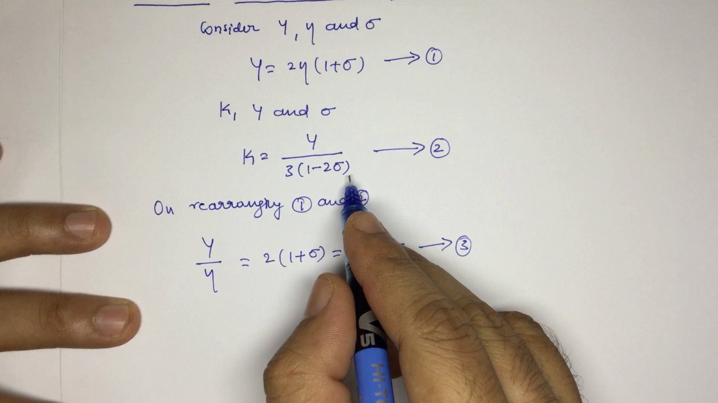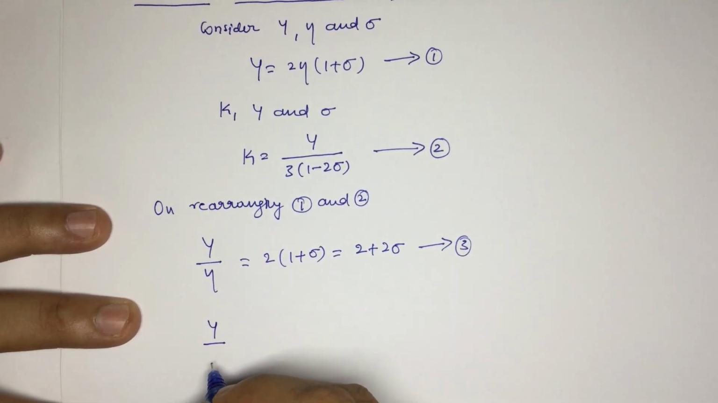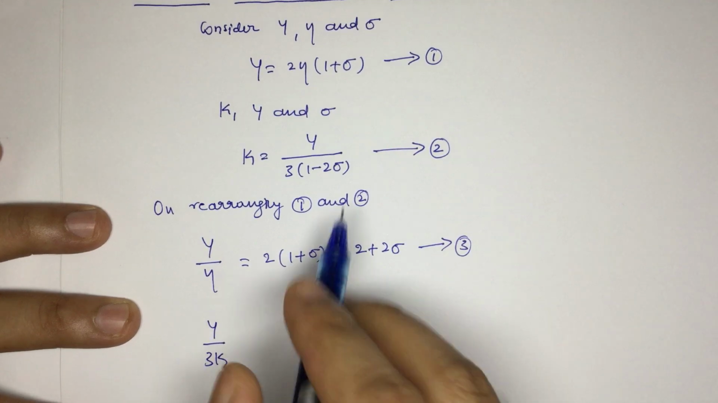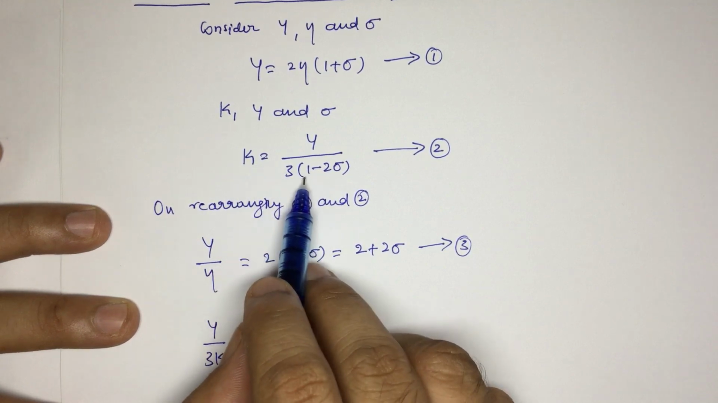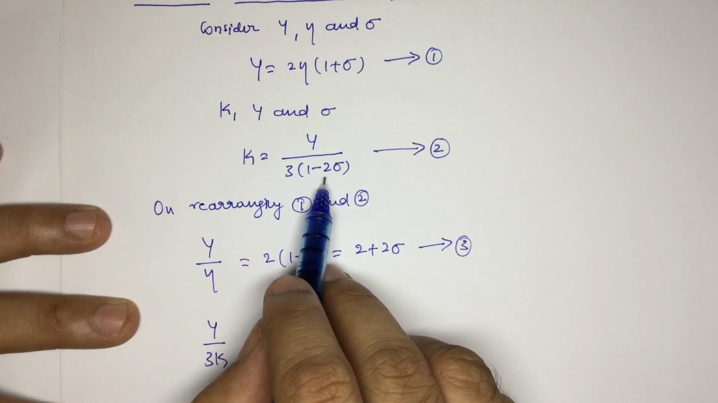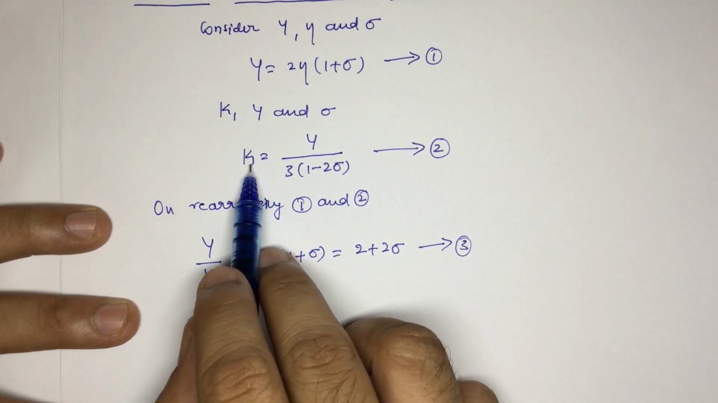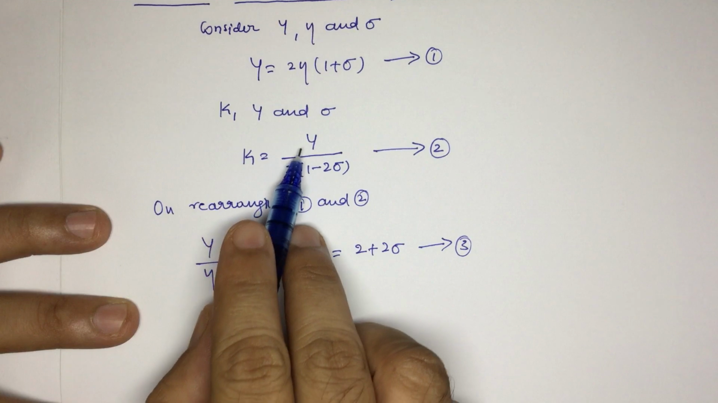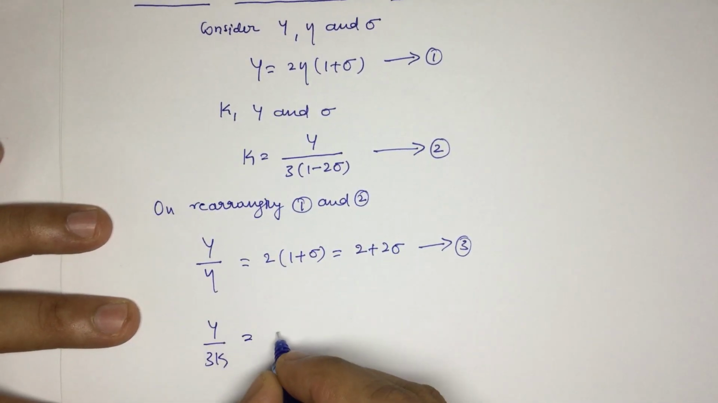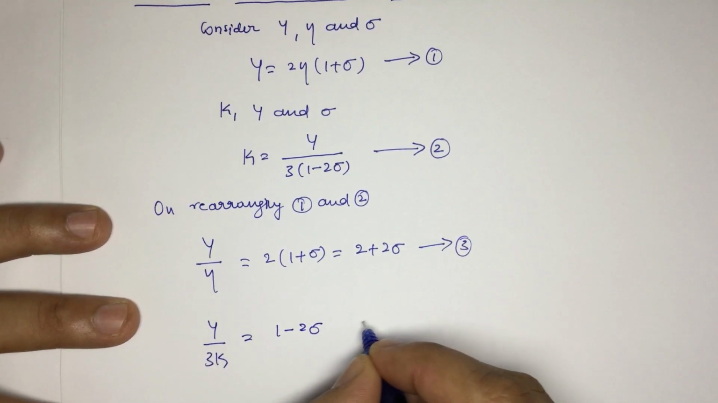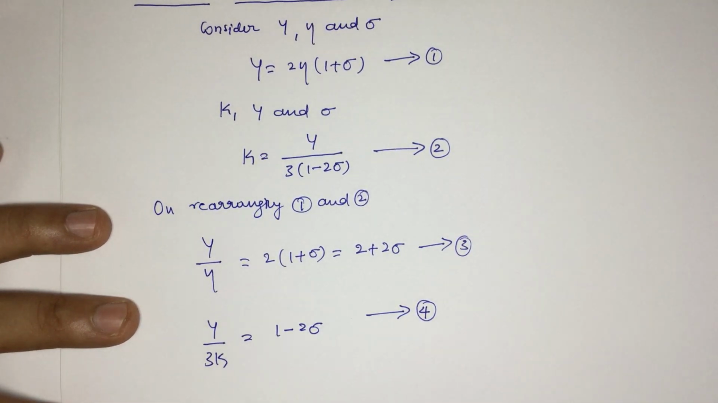Now I'll rearrange equation 2. This is y divided by 3k. So y I am keeping at one side and bring this k to here in the place of 1 minus 2 sigma. So I just cross multiply this k with 1 minus 2 sigma. So now this becomes y divided by 3k, and here we are left with 1 minus 2 sigma. Let us say this is equation number 4.